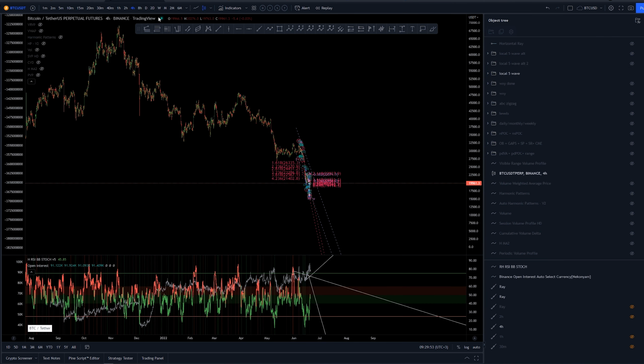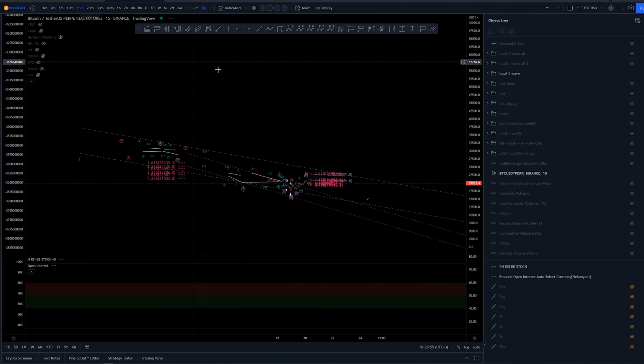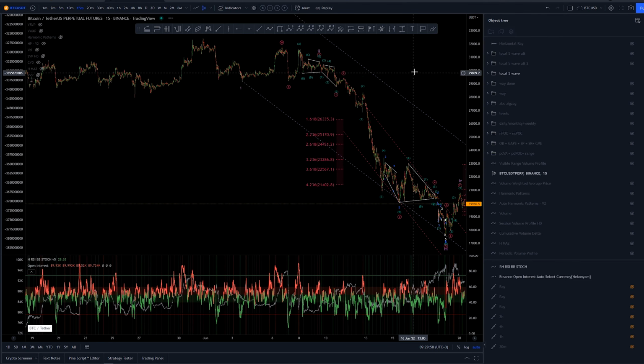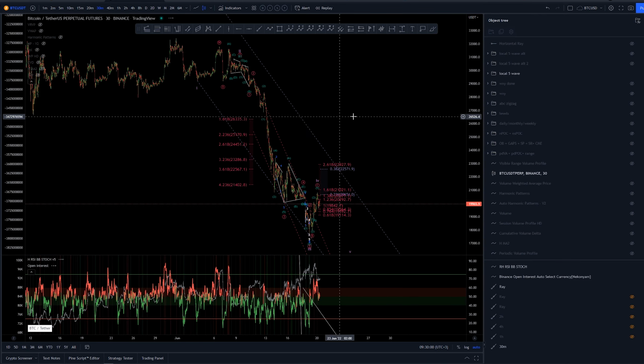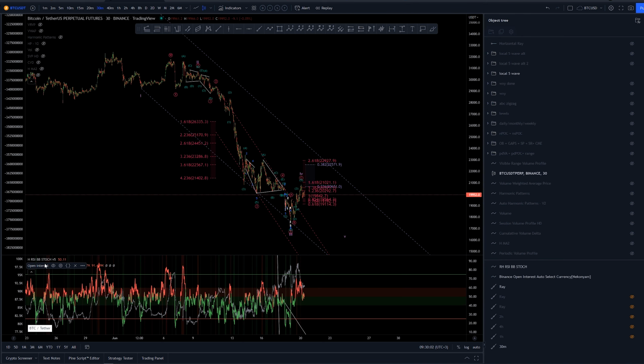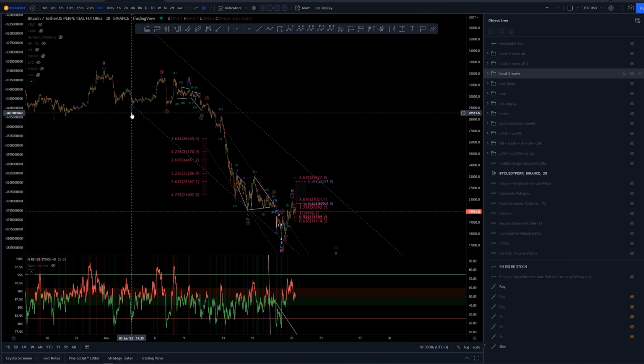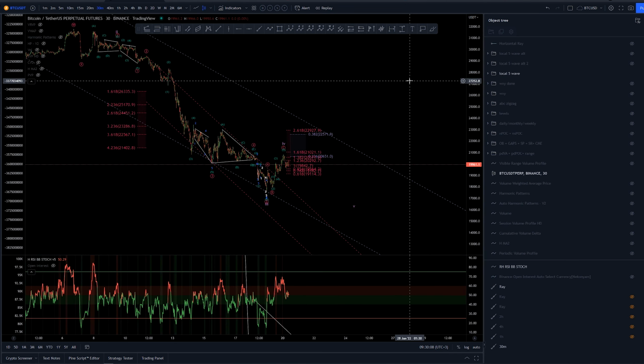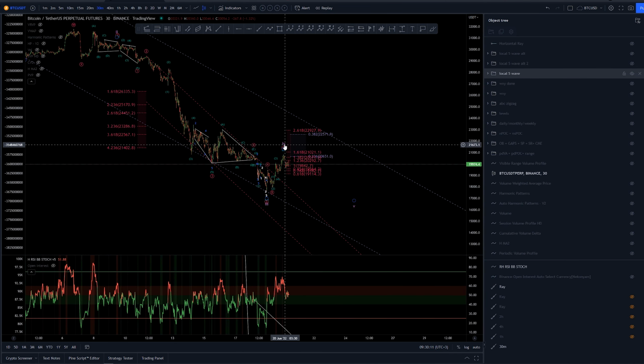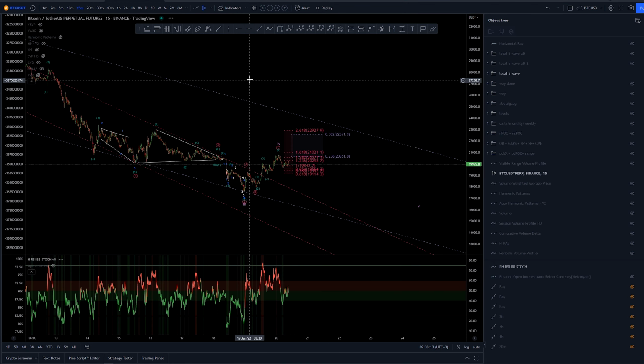Now let's take a look at this last defining structure that is going to be the most important, at least at the moment. Let me close the open interest here. So in here, we would have this as a wave 1, 2, created the wave 3 here, and then looking for the wave 4 here.